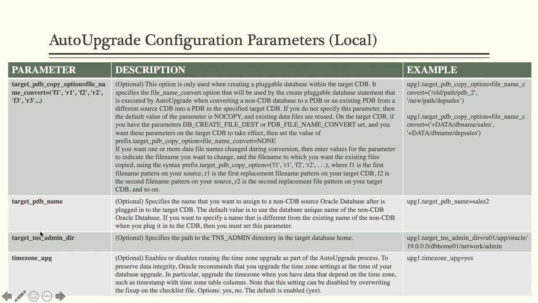Then you can mention target TNS admin directory. This is especially useful if you want Oracle to copy the source config files sqlnet.ora, tnsnames.ora, listener.ora from source Oracle home network admin to destination Oracle home network admin. Then you must specify the paths.